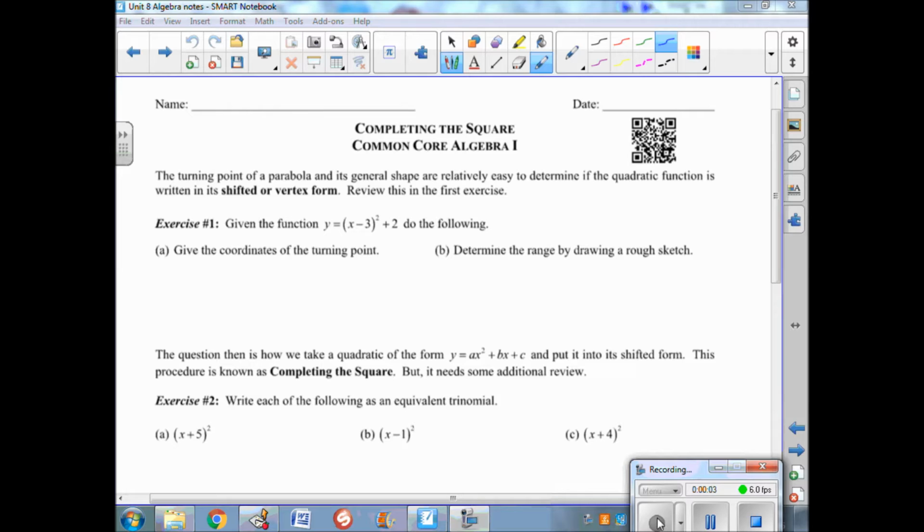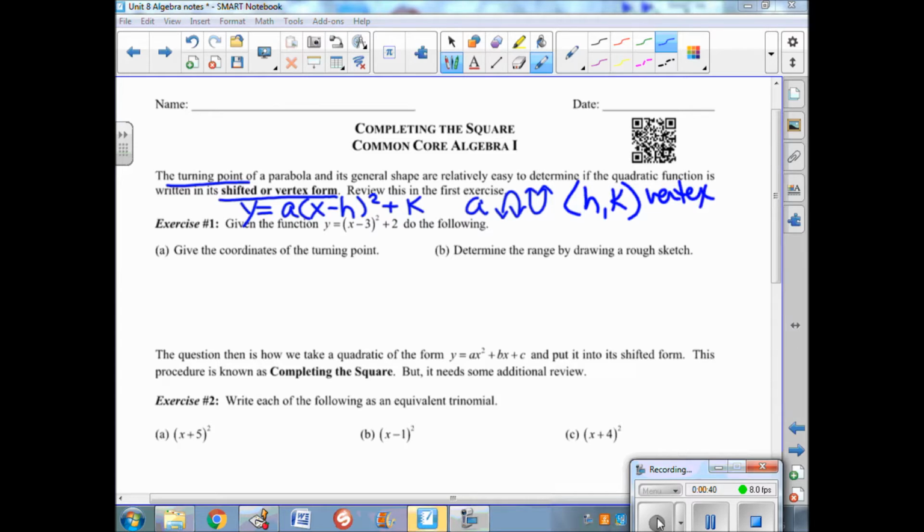Lesson 4, completing the square. So the turning point of our parabola and its general shape are relatively easy to determine if our function is written in shifted or vertex form. As a reminder, that shifted or vertex form is y equals a times x minus h squared plus k. And remember that the a determines whether the parabola smiles or frowns, and it tells how wide or how narrow our parabola is going to be. And the h and k is our vertex or our turning point.